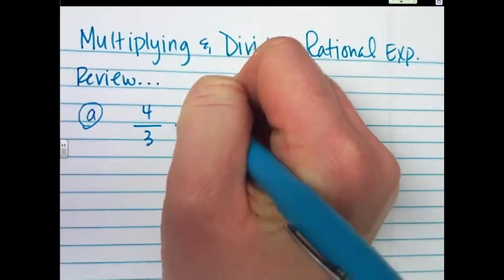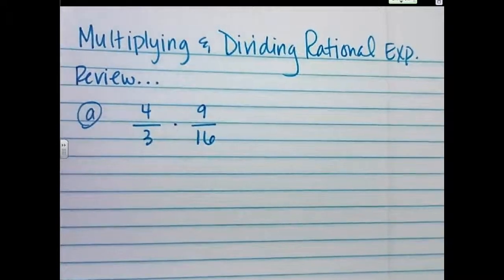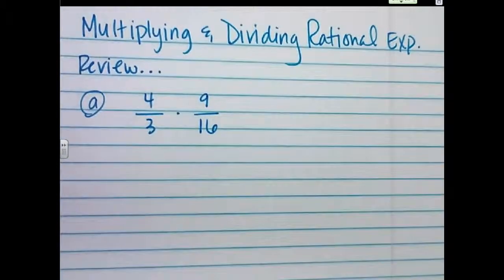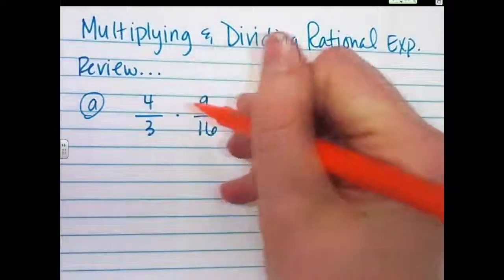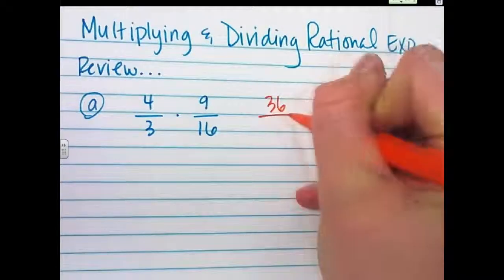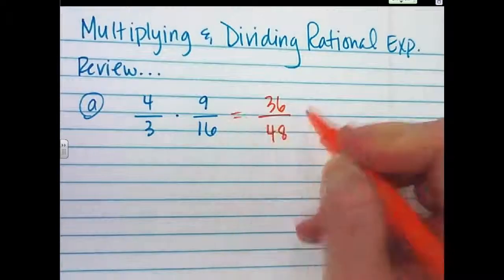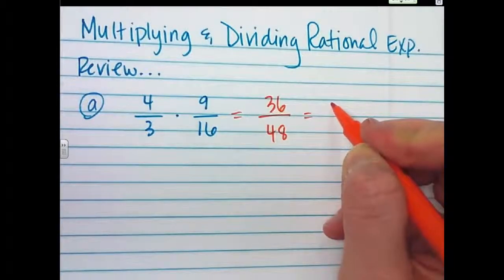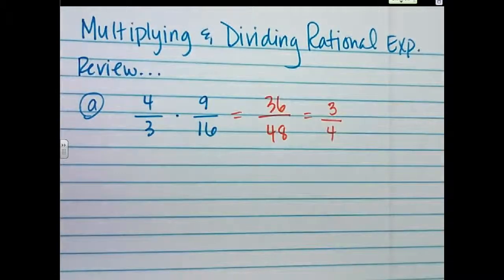So 4/3 times 9/16. How do you multiply fractions? Yeah, you can go across the top. So I'm going to show you two ways. If I multiply across the top, I get 36 over 48. What does that reduce to? 6 over... 3 over 4. Yeah. Okay, so you can do that.